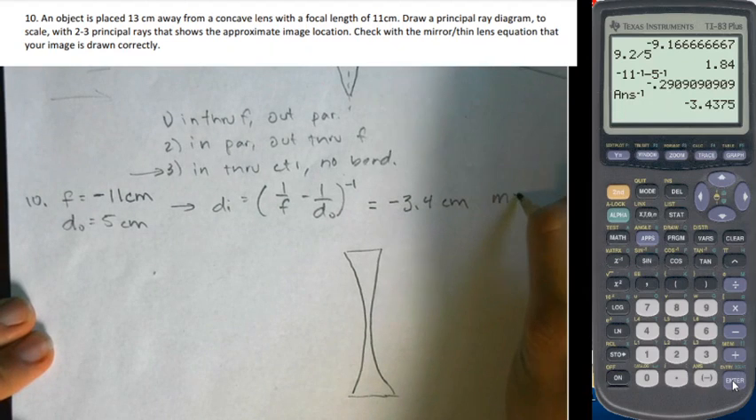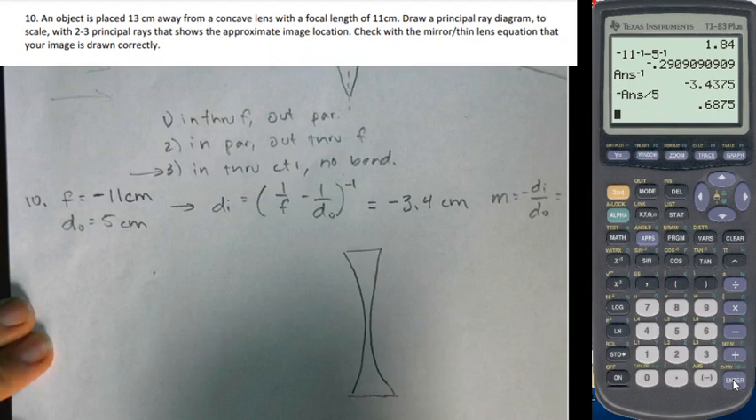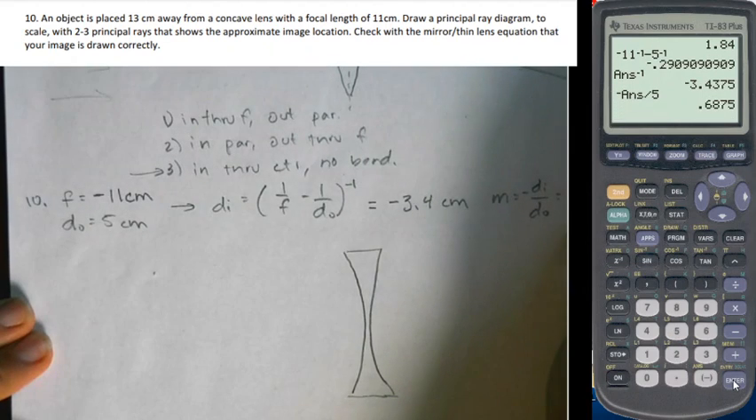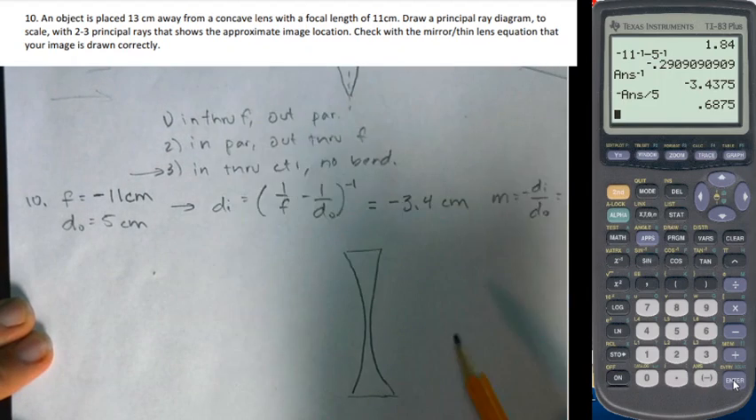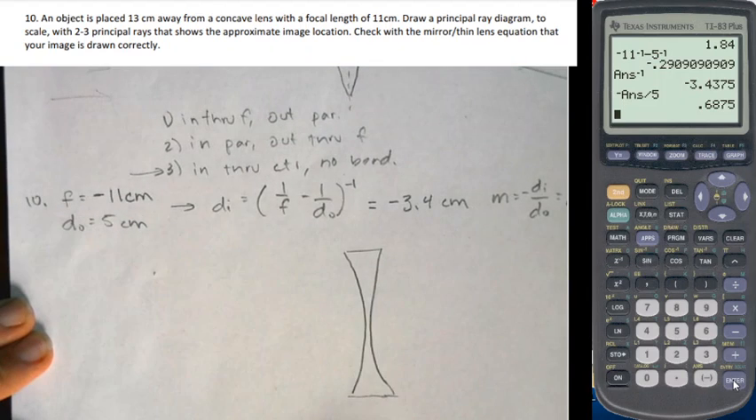So m is negative di over do. So that will be negative di, so we'll call negative answer, divided by 5. And that is 0.669. There's no point in keeping more. Well, let's keep 2 sig figs since we had that in the problem. So we'll call this 0.69. There's no units on that, okay, because it's a unitless number.